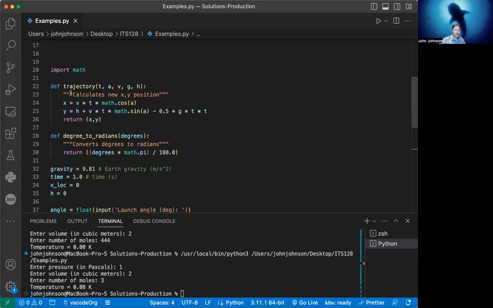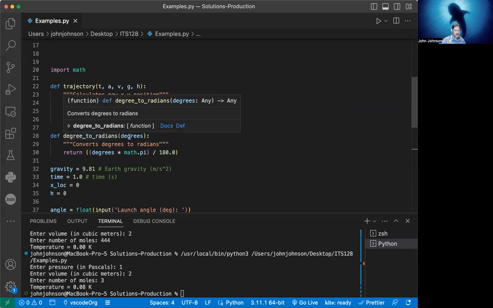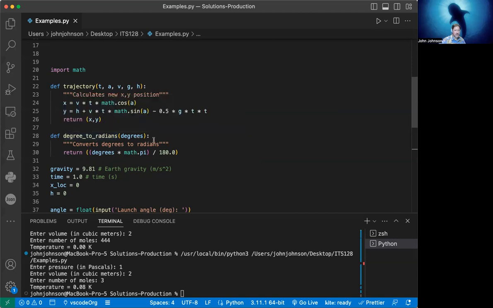And again, they have given us a docstring, which makes my heart go pitter patter. I love it, because later on, if we don't understand what we're trying to do there, it tells us verbatim, it calculates new XY position. Then we have the same over here, degree to radians. It has this wonderful docstring that tells us what we're doing, which if you really think about it is the same thing as the name of the function, but hey, redundancy isn't that bad.